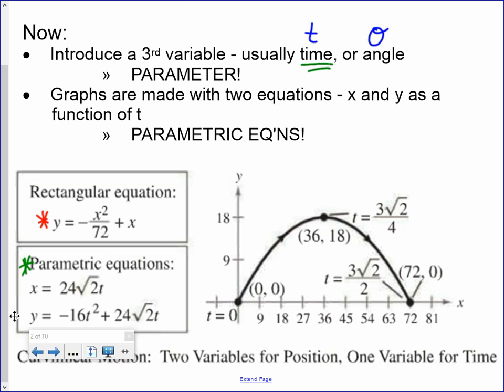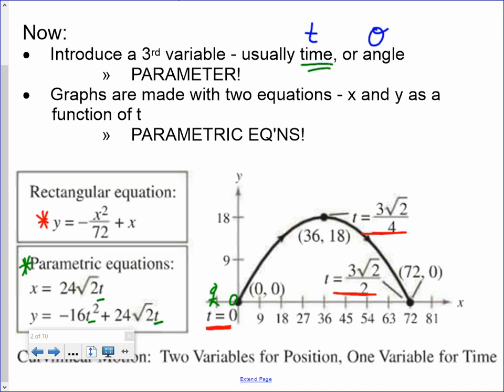And I could build a whole story around this graph of parametric equations. Suppose I was a person and I'm kicking a soccer ball, okay, from the ground. The graph that we see, we've got an x and a y axis. We can determine the horizontal distance of the soccer ball. We can determine the vertical height of the soccer ball. And by writing it as a parametric equation and including this parameter of t, I now know extra information that you can see listed here at t equals 0, at t equals 3 square root 2 over 4, at t equals 3 square root 2 over 2.